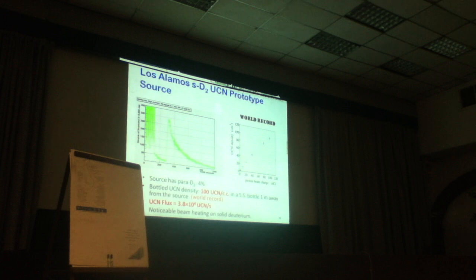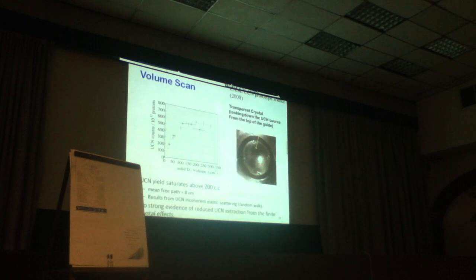We can also increase the amount of protons we put on the target. So here we have about 10 pulses of protons on the spallation target. Then after a while, we open the exit valve of the storage bottle, and then all the ultra-cold neutrons stream into the detector. Notice that the time scale we are counting here is on the order of seconds, or 10 seconds. So those ultra-cold neutrons really move very slowly through the guide into the detector. So we have the world record of a storable ultra-cold neutron density, 100 UCN per cc, and a flux of about 4 times 10 to the 4 UCN per second.